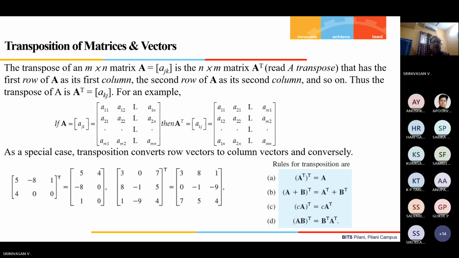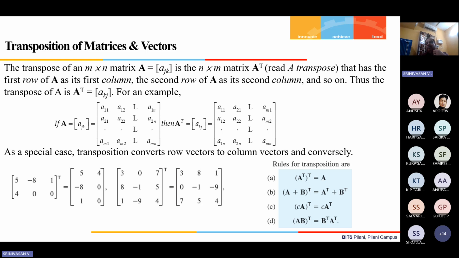Similarly, as a special case, the transpose converts row vectors to column vectors and conversely. So here you just see that. You have two rows and three columns, isn't it? So it is of order 2 by 3, and its transpose will naturally become 3 by 2. Is it right? So the first row becomes the first column, 5, minus 8, 1. The second row becomes the second column, 4, 0, 0. Similarly, you can check.